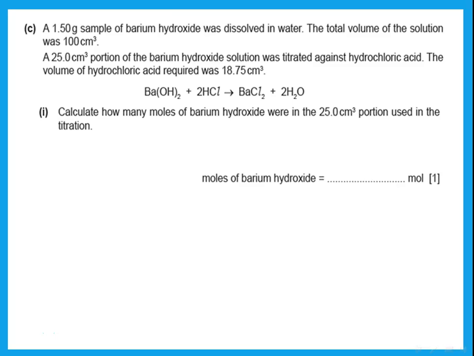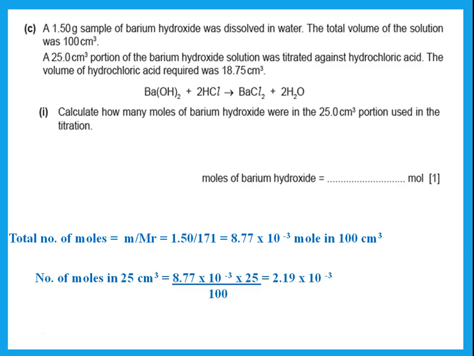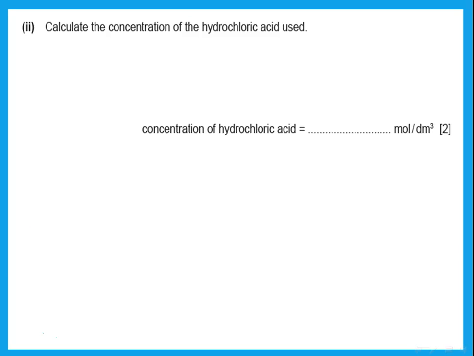Now, you have 1.5 grams in 100, so you can get the number of moles in 100, and then you determine the number of moles that would be in the 25. So the total number of moles is the mass over the molecular mass, the 1.5 over the molecular mass, 171, and that is the number of moles. But this is the number of moles in 100 cm³. He took 25 cm³ out of that, so the number of moles is now a quarter of what it was originally, so 2.19 times 10 to the minus 3. Okay?